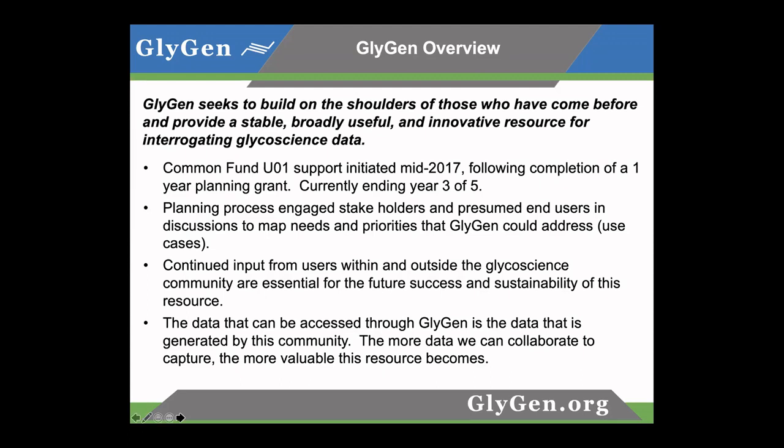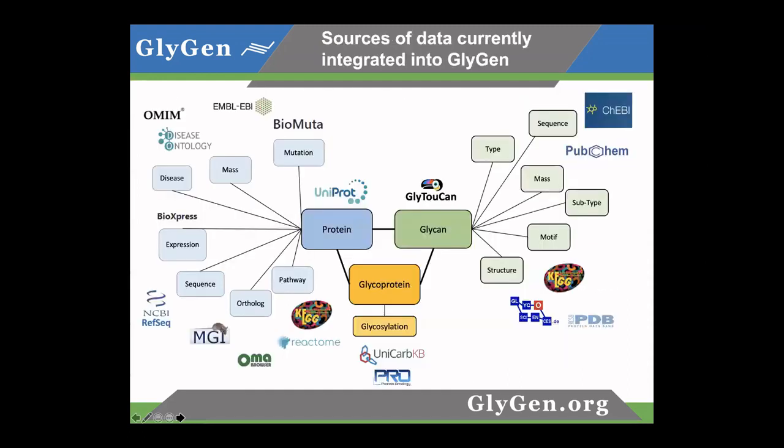And we continue to try and engage users, both inside and outside the glycoscience community, to try and understand how best to provide functionalities that would make GlyGen a broadly useful resource. It's important to point out, and I think both Raja and I will at several points, that the data that is available through GlyGen is data that's generated by the community. GlyGen's not generating data. We're trying to integrate and provide access to data. So the more we can collaborate to capture data with users, the more valuable this resource will become.